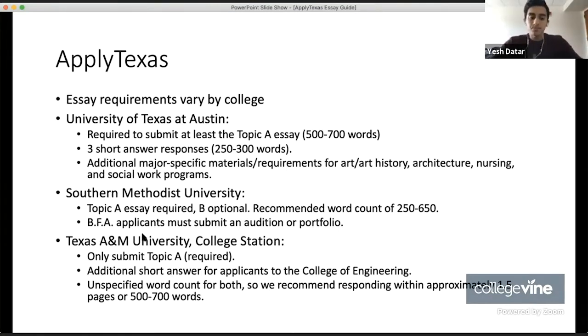Texas A&M only requires topic A. Additional short answers are required for applicants to the College of Engineering. If you're applying outside of engineering, you don't have to submit anything extra. There's also an unspecified word count for both, so we recommend responding within approximately 1.5 pages or 500 to 700 words. And that's pretty typical, especially for these kind of broader thematic essay types.